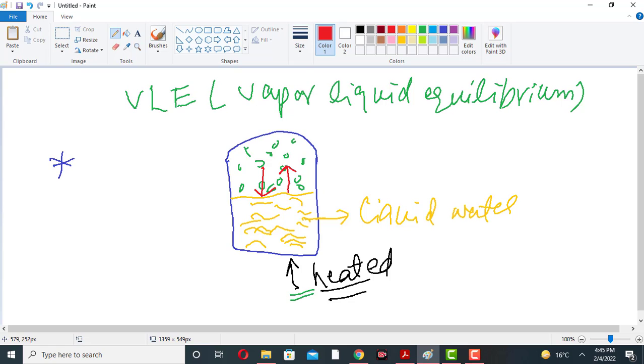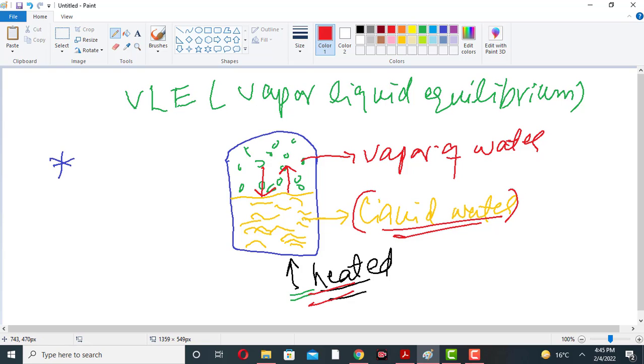So this is a simple example about the vapor liquid equilibrium. This is the water vapor, and this is the liquid water present in the container. First of all we took water in a beaker and gave some heat to the liquid water. When the temperature of the liquid water increased, some of the liquid water molecules converted into vapor, and vapor formed above the surface of the liquid water, which is called the vapor of water. Now as the time increases, more and more water vapor will form in the space above.